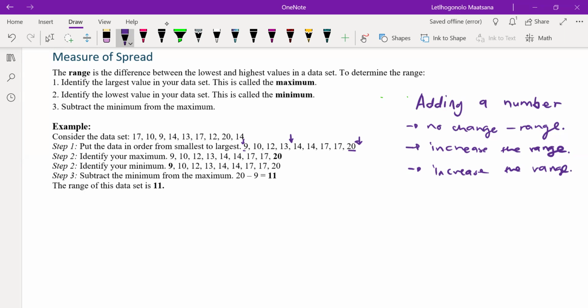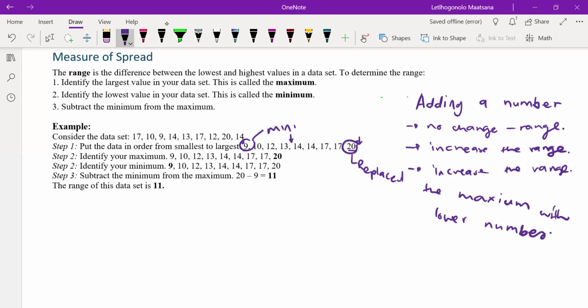The only way of decreasing the range is if we replaced the maximum with a lower number, or if we replaced our minimum with a higher number, then we can decrease our range. We can't decrease it by adding a number. We can't do that at all.